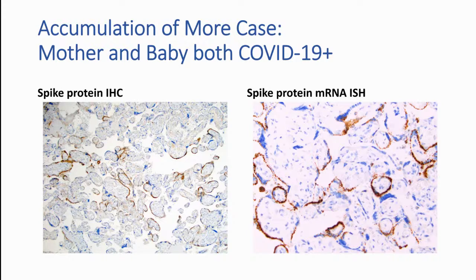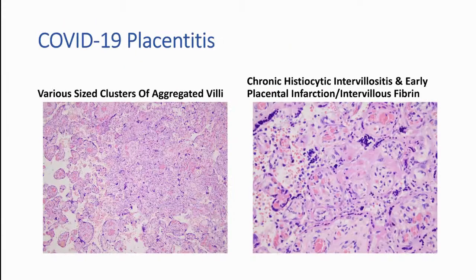On the left, you see the spike protein by immunohistochemistry, so you can see it scattered in the trophoblast. So it looked very indicative of infection. And on the right, the viral genome, and we've used the probe for the spike protein because it's specific to COV2 by in situ hybridization. This particular placenta and these emerging ones have a particular pattern of placentitis. What we're seeing is very sizable clusters of aggregated villi and chronic histiocytic intervillositis when you look close up at it.